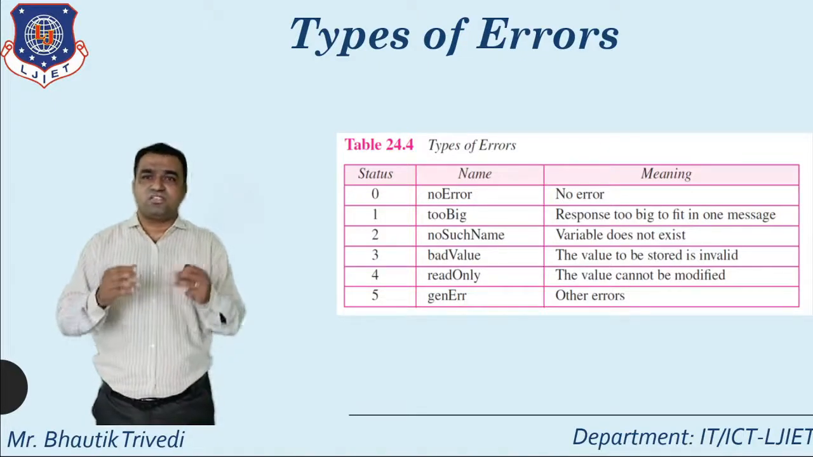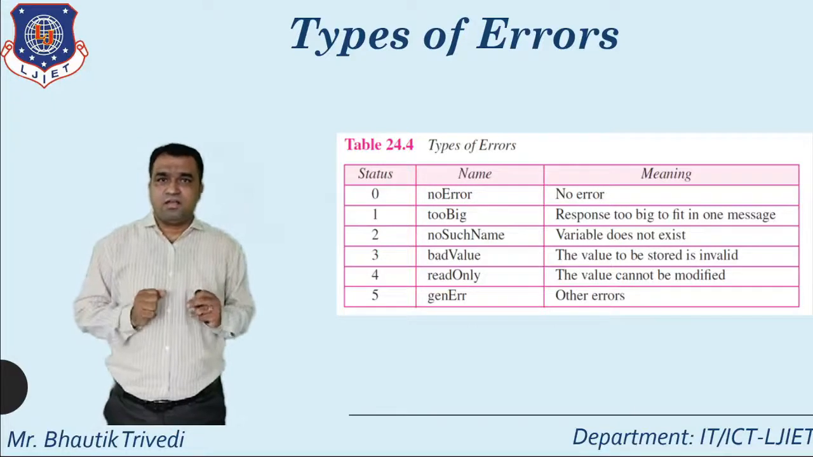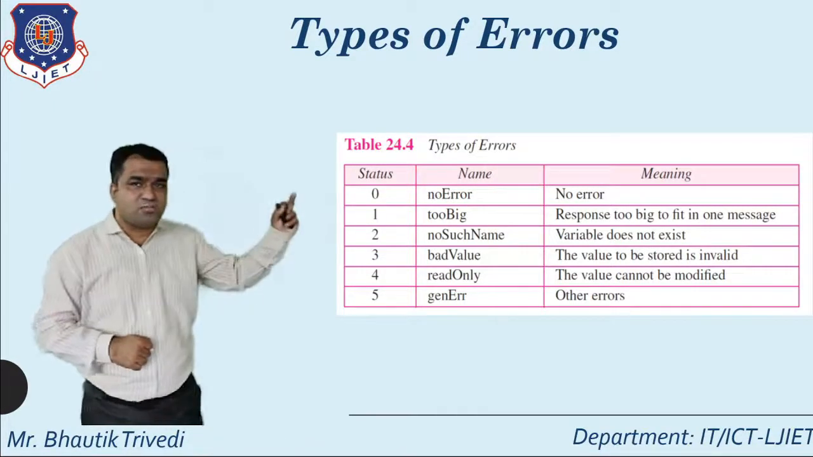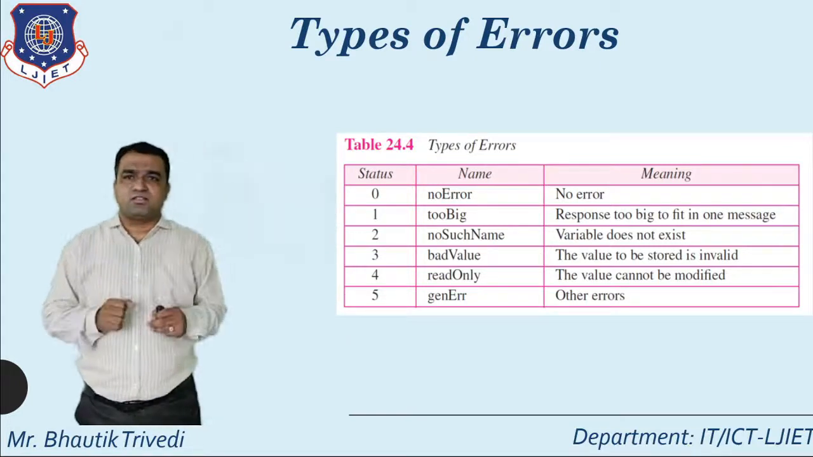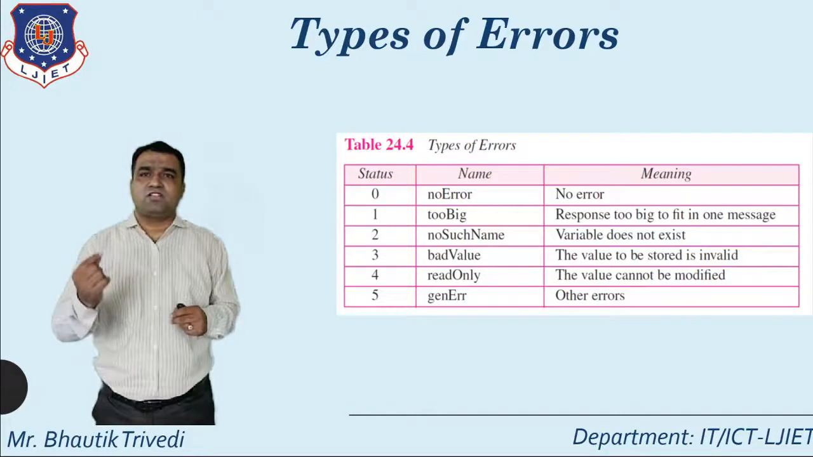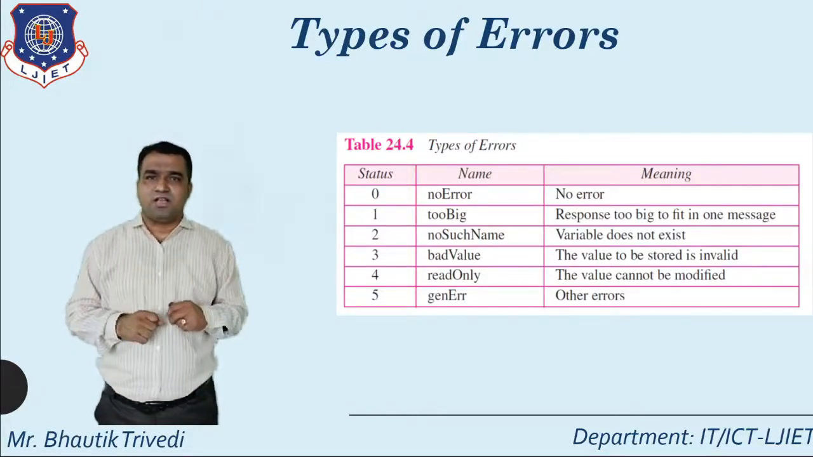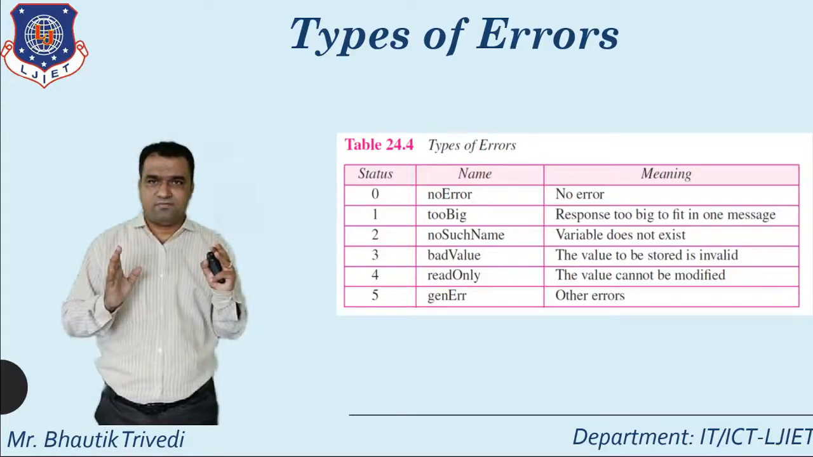So error status means what in SNMP PDU format, and what is the meaning of this particular status? In this diagram you can see how many types of errors there are. First one, whenever the status value is equal to 0, what is the meaning of that? The name of the error is no error.